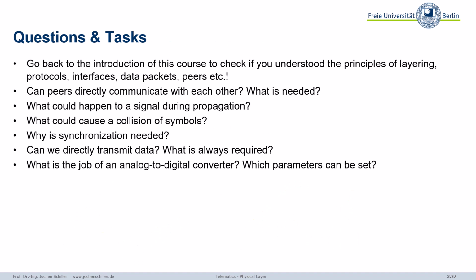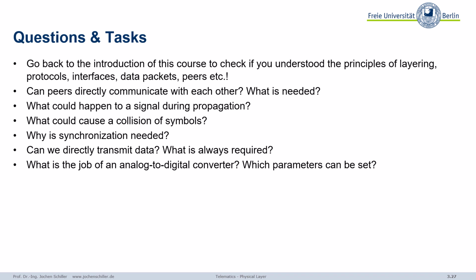But before we start with this, well, some questions, some tasks. If you have problems understanding the key ideas of layering, protocols, interfaces, data packets, etc., please go back to the introduction or to the bachelor course. Then some questions. If you look at the peers, can you directly communicate from one peer to another one? What is needed? Are there peers that can directly communicate somehow? Then think of an electromagnetic signal. What could happen during propagation when a signal travels inside a cable, fiber, or through open space?